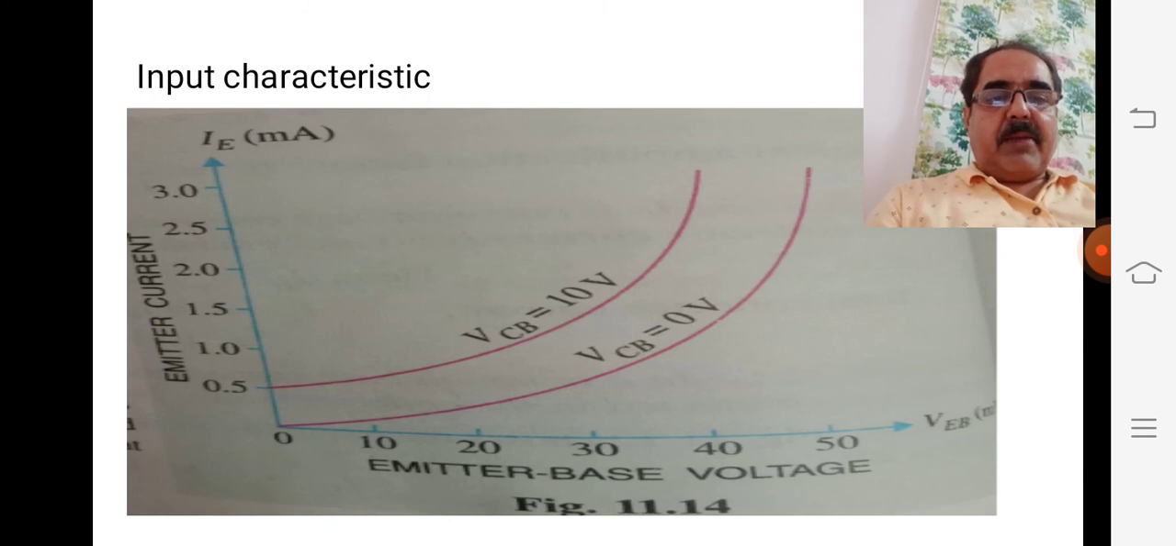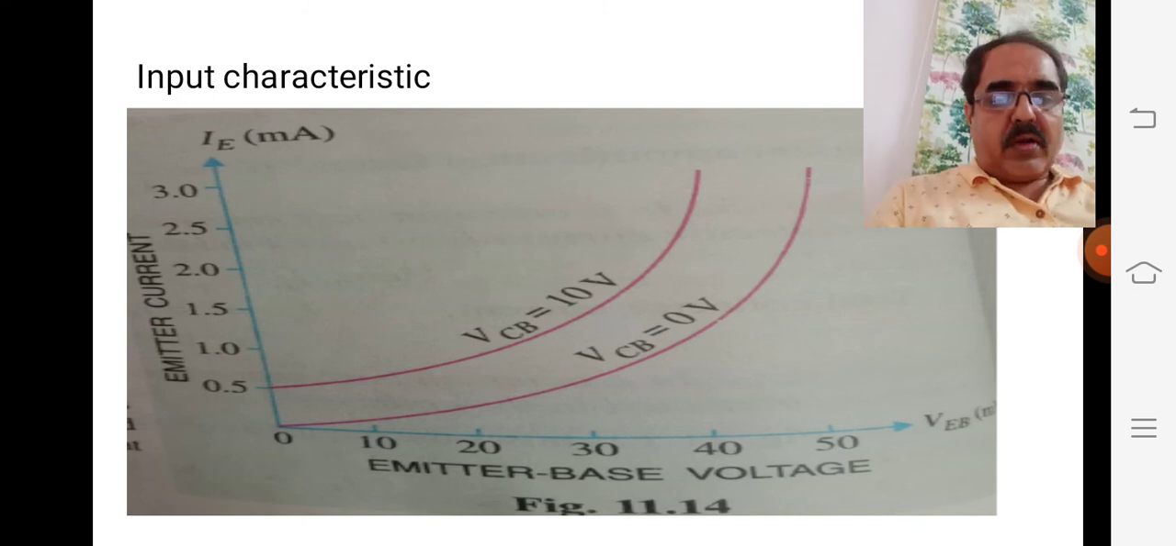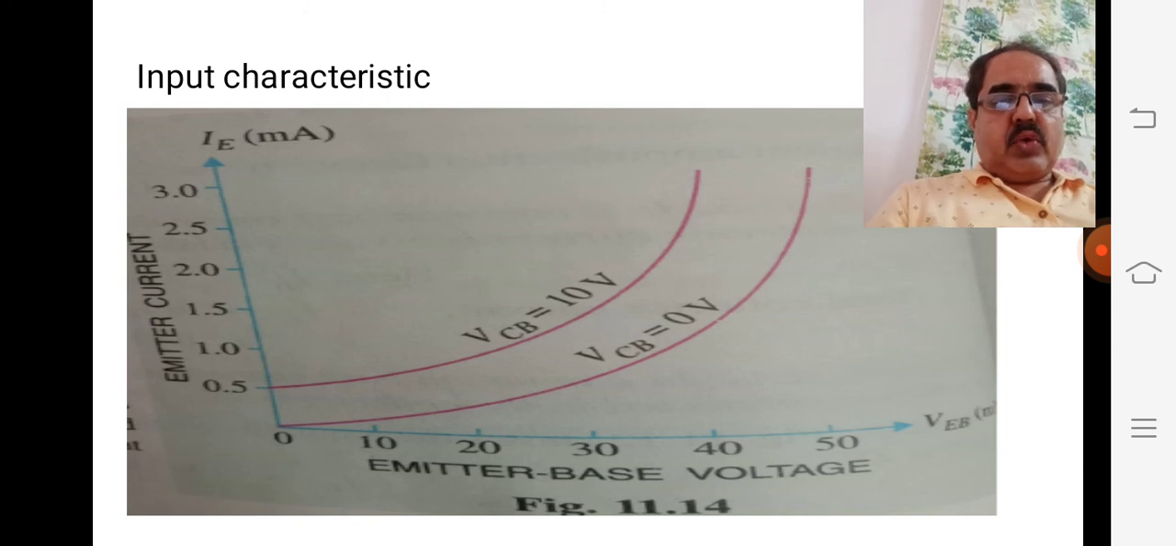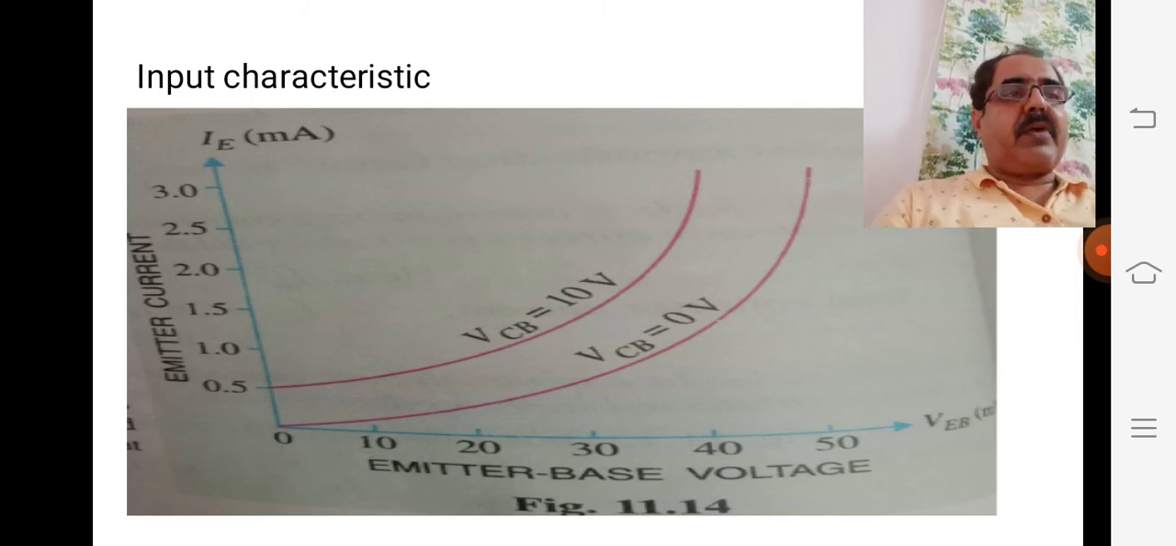We have to consider three important points here. First, the emitter current increases rapidly with a small increase in emitter base voltage VEB. What is VEB? Voltage between emitter and base. It means that the input resistance is very small. Second, the emitter current is almost independent of collector base voltage VCB. What is VCB? Voltage between collector and base. This leads to the conclusion that the emitter current is almost independent of the collector voltage.